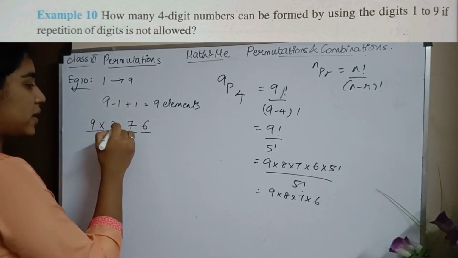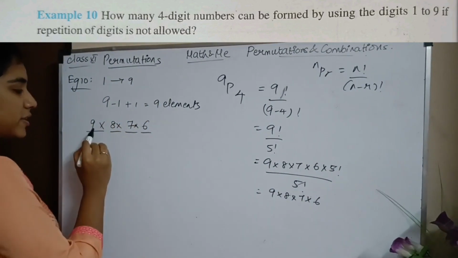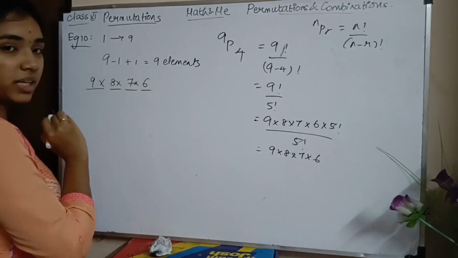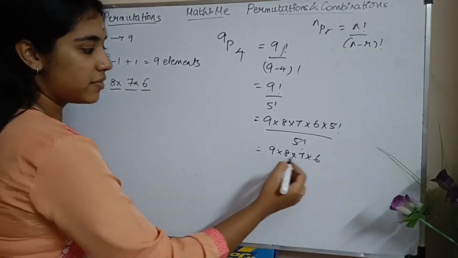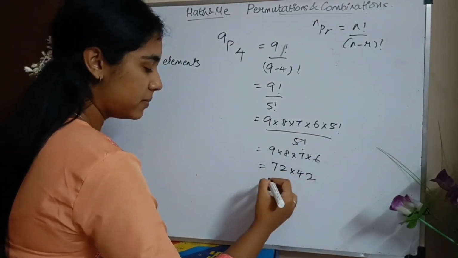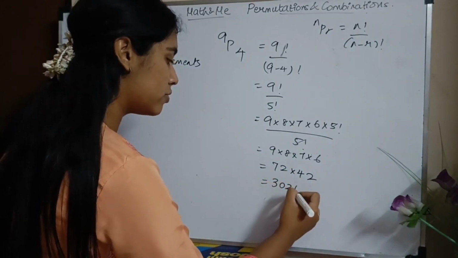Correct? So in that I want all my 4 digits. So it will be the first digit and second and third and fourth, and then multiplication. Okay? So I have 9 8 7 6, which will be 9 8s are 72, 7 6s are 42. So that will be 3024. Okay?